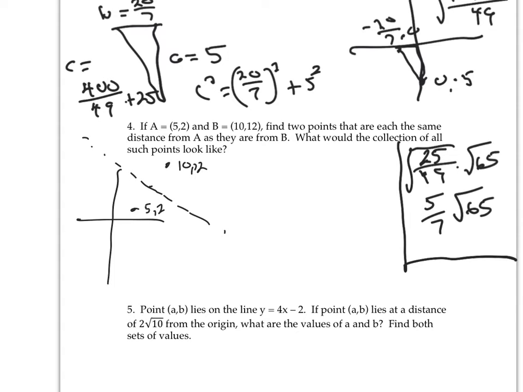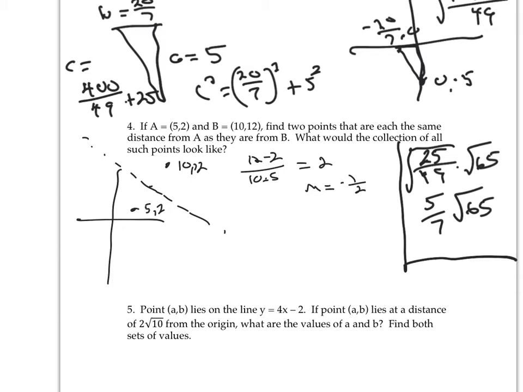So the first thing we want to do is figure out the slope of the line that connects A and B, which would be 12 minus 2 over 10 minus 5. That would be equal to 10/5, or 2. So that means the slope of our perpendicular bisector is going to be -1/2.